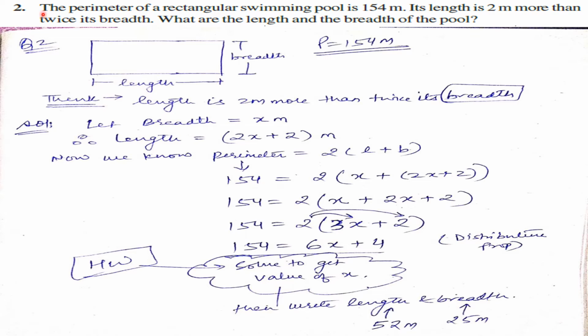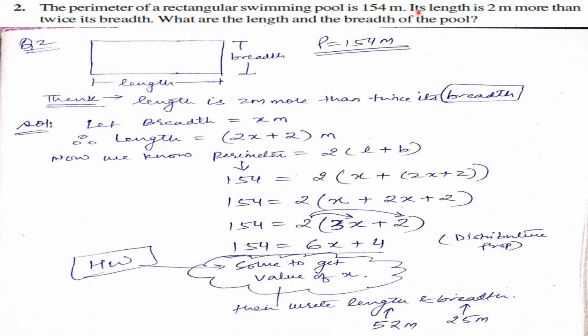Question number 2. The perimeter of a rectangular swimming pool is 154 meters. The first information given to you is the perimeter of a rectangular swimming pool. I have shown a rectangle for reference. This is the length, which is the longer part, and we have breadth. Now, it is given that the perimeter is 154 meters.